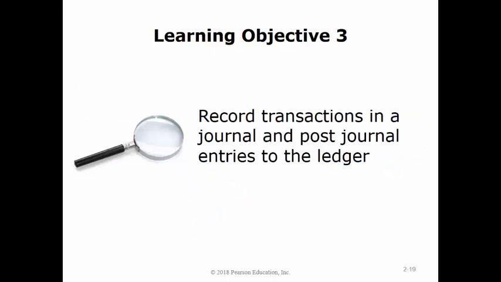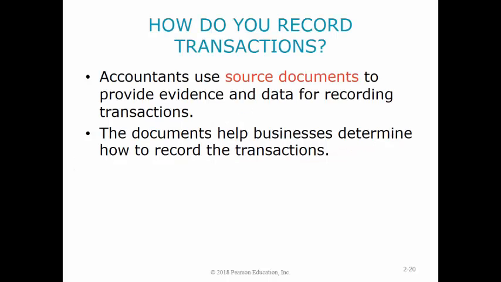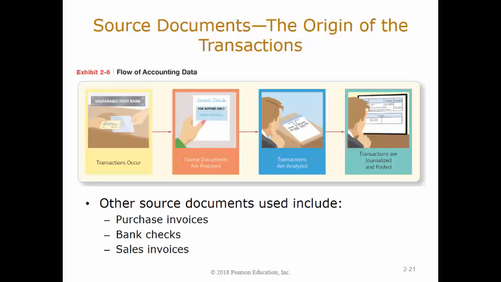Our third learning objective will be to learn how to record transactions in a journal and post journal entries to the ledger. Source documents provide the information needed by accountants to record accounting transactions. Based on these documents, the business can determine how to record transactions. After source documents are prepared and transactions are analyzed, the next major step in the recording process is to formally enter the transaction information into the general journal. Essentially, the general journal is a chronological record of each of the transactions recorded in a standardized format.